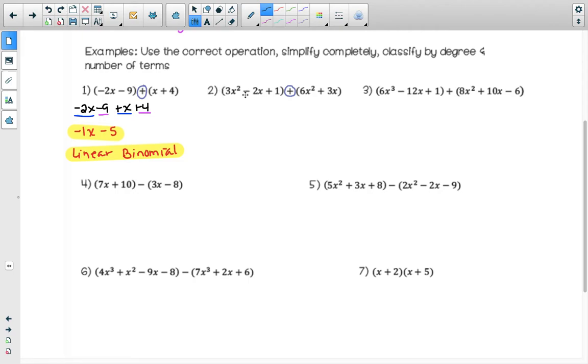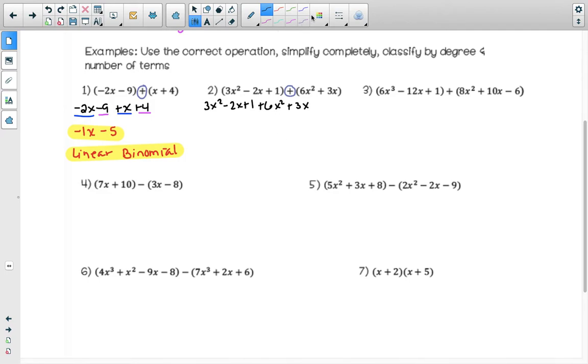The term, so that means we're not multiplying anything, we're just combining our like terms. In front of our first set of parentheses we have a positive, so I'm going to rewrite this as positive 3x squared minus 2x plus 1. Everything stays the same. In front of our second set, we have a plus sign, so that means everything stays the same. So we have a positive 6x squared, and we have a positive 3x.